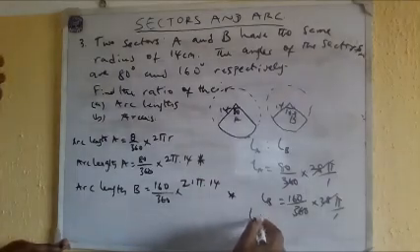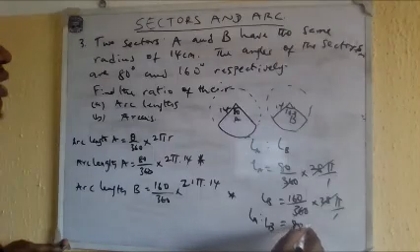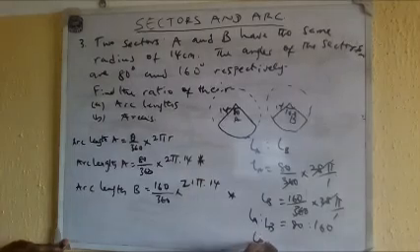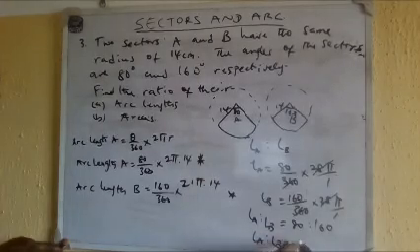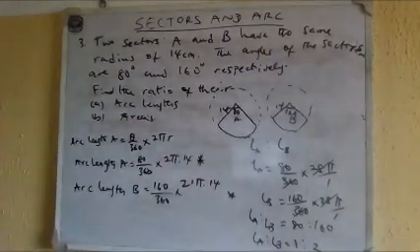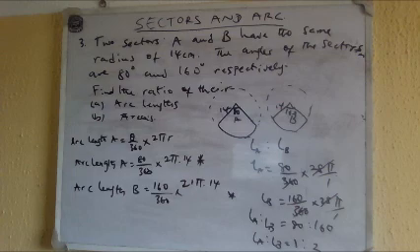So LA to LB, that's the ratio, is 80 to 160, and LA to LB is 1:2. That's the answer. That's the ratio of the arc lengths. Now, let's look for the ratio of the area, and we'll call it quits.